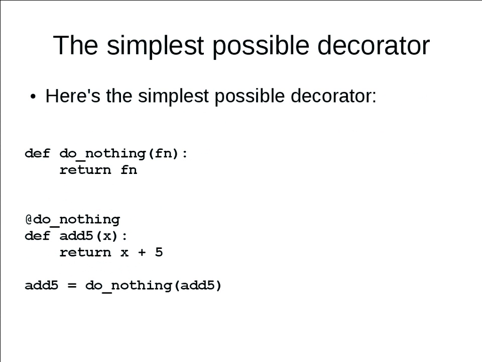So here's our first decorator, the simplest possible decorator. Do nothing. Simply you pass it a function reference and it hands it back to you unchanged. This is a perfectly legal decorator. At do nothing does nothing to the function. Add5 equals do nothing of add5, does nothing, binds the name add5 to the add5 function. No big change, but it's the simplest legal decorator.